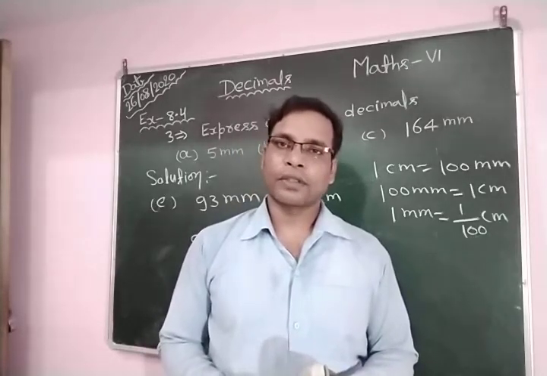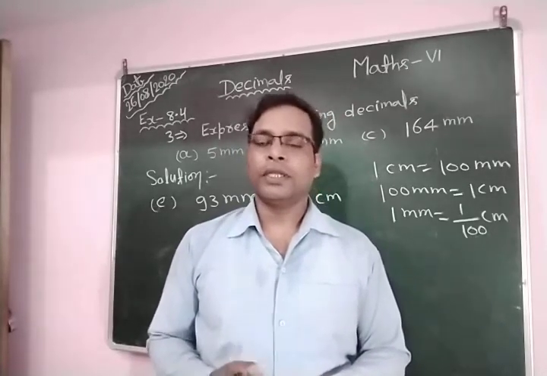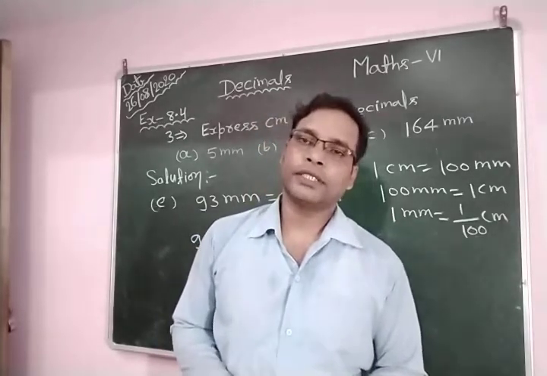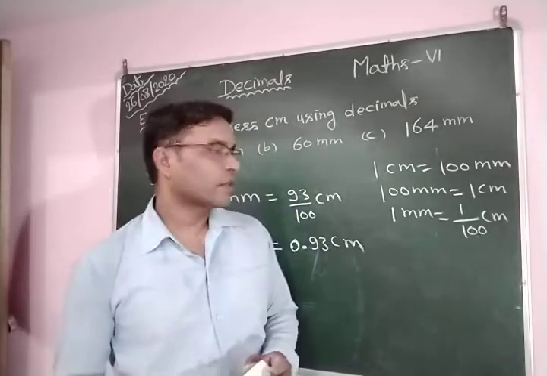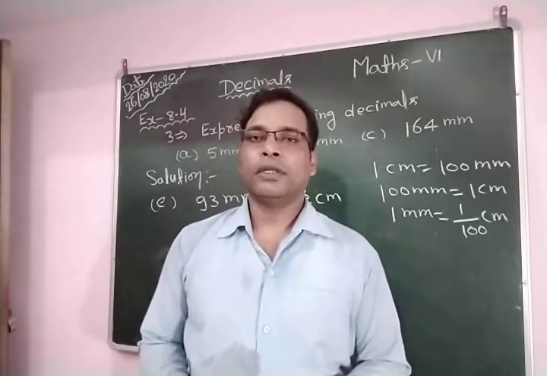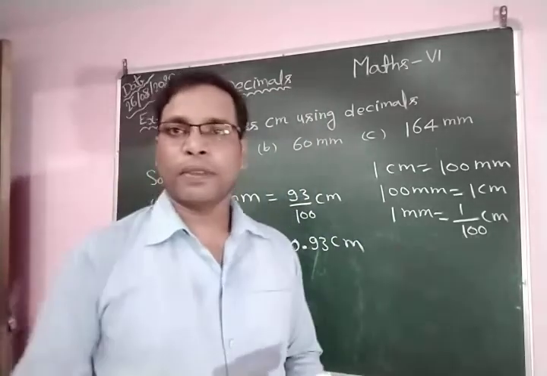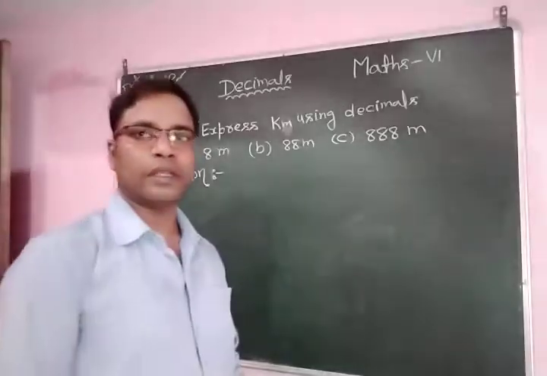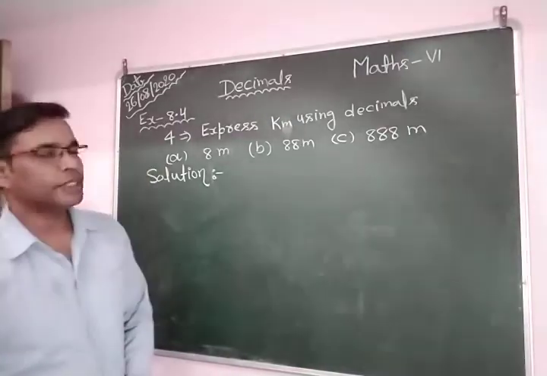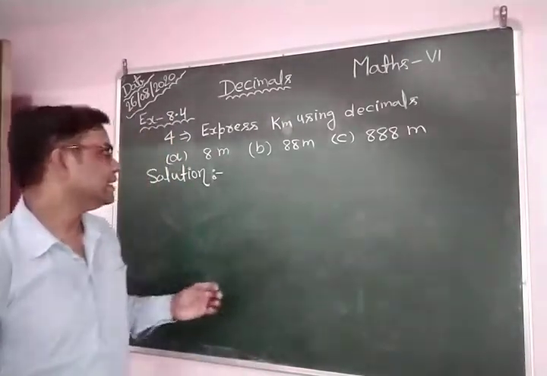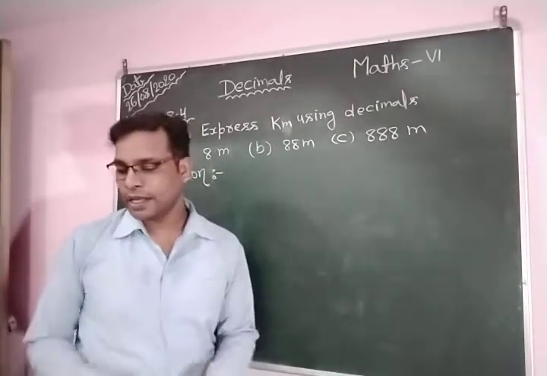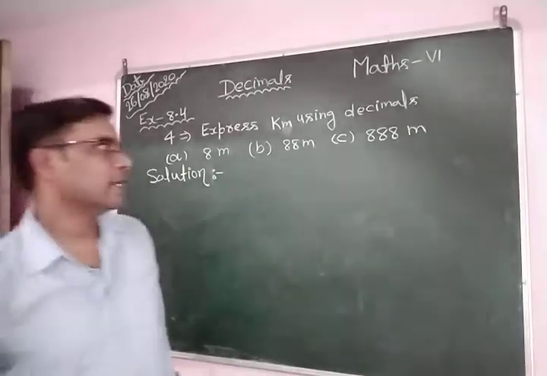So we need to know the relation between kilometer and meters, or you can say meter to kilometer. 1 kilometer is equal to 1000 meters. Let's see how to solve question number 4. Express as kilometer using decimals. The quantity is given: 8 meters, 88 meters, and 888 meters.